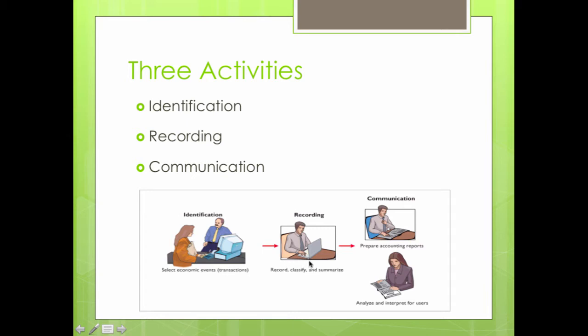Once an economic event is identified, the company or business records the economic event in order to provide a history of its financial activities. These records are a systematic, chronological diary of events measured in dollars and cents. Again, we have the monetary value when it comes to relevant economic events. Then finally, the company or the business communicates the events to interested users via accounting reports. These reports are known as financial statements.